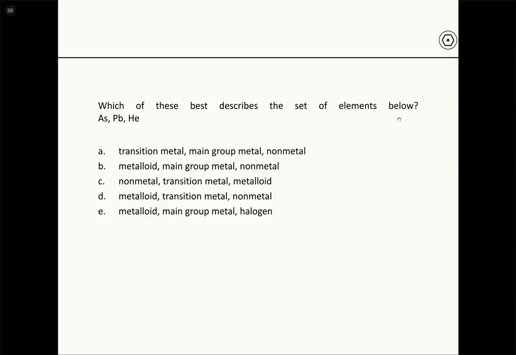And then finally, the last one here is which of the following best describes the set of elements below. We have arsenic, lead, and helium. So we have to find them in the periodic table and then understand where their location is in the periodic table and how that affects some of their properties. The easiest one here is going to be helium.